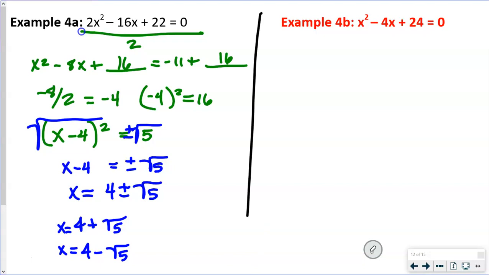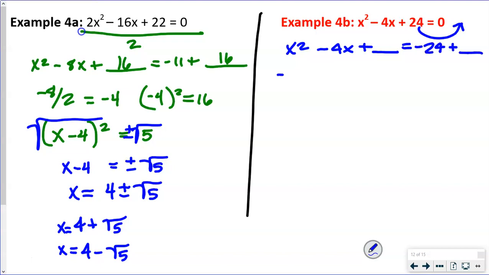Now, this example is different than what's in the notes because I wanted to show you one that has a different kind of solution. So I went ahead and changed it after we already printed it. So let's go ahead and work this one. So here again, we've got x squared minus 4x plus blank. We're going to move that 24 again by subtracting it. So that's negative 24 plus blank.